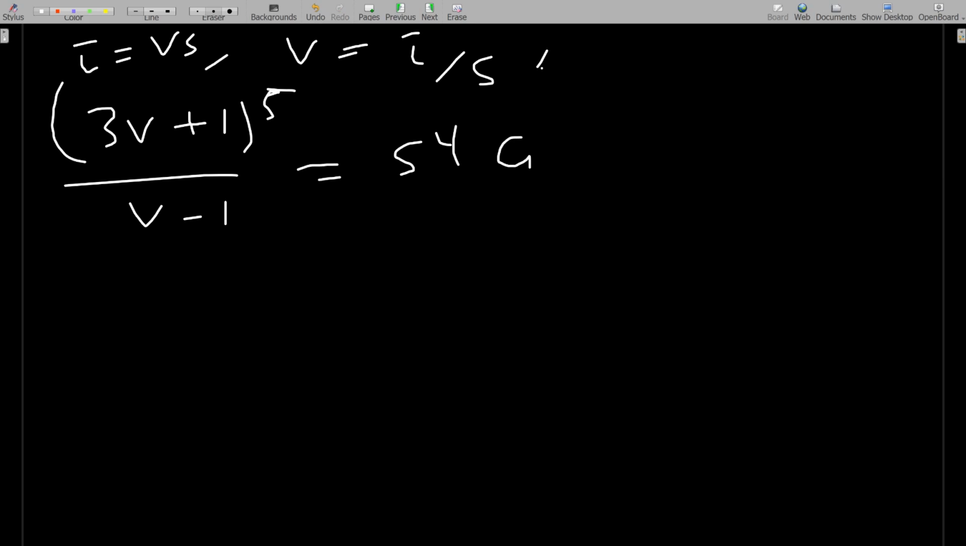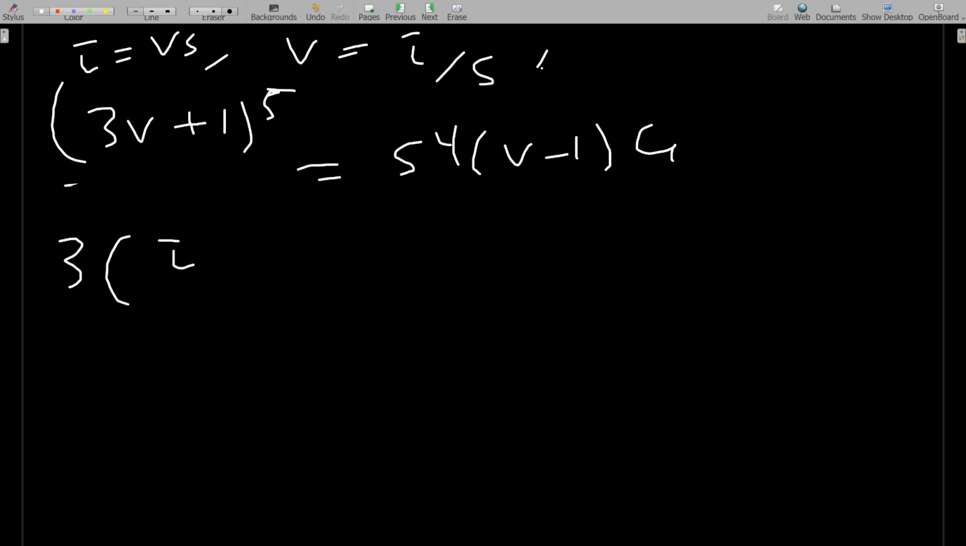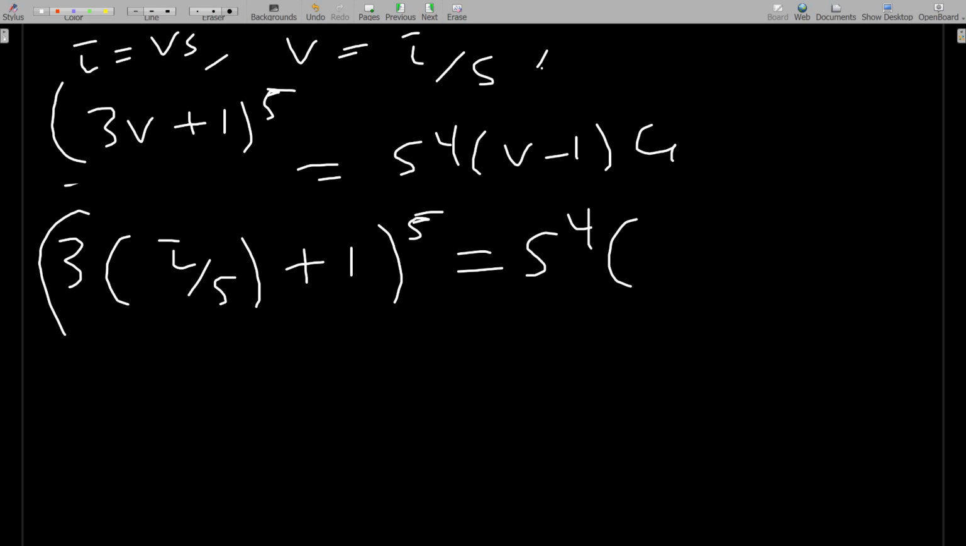And this whole thing, I can multiply through by v minus 1, and we'll have this equals v minus 1 times c1. We said that v is equal to tau over s, so I put my v in, and that is (tau over s plus 1) to the power 5 equals s to the power 4 times (tau over s minus 1). So I just have to simplify this.